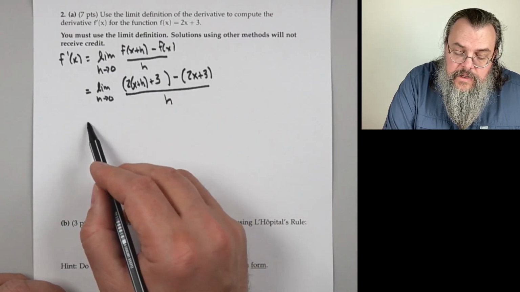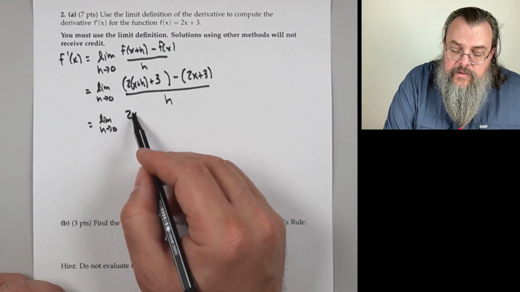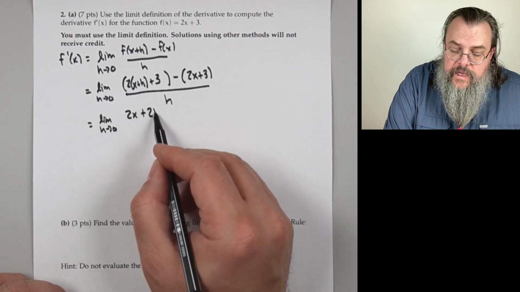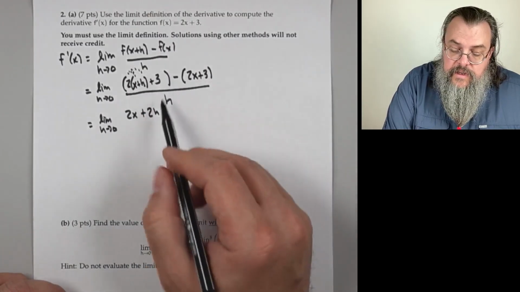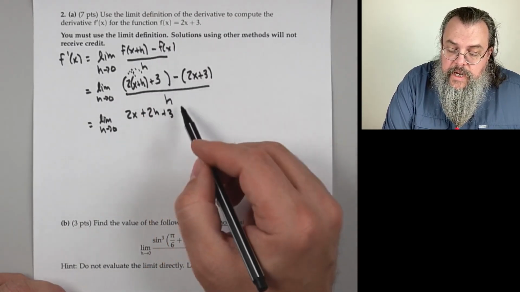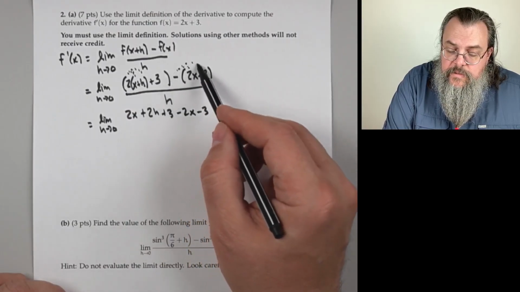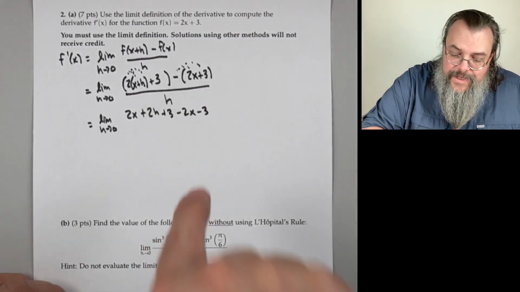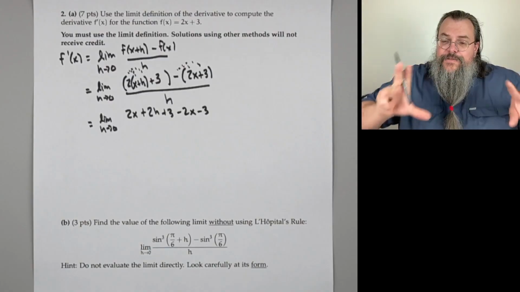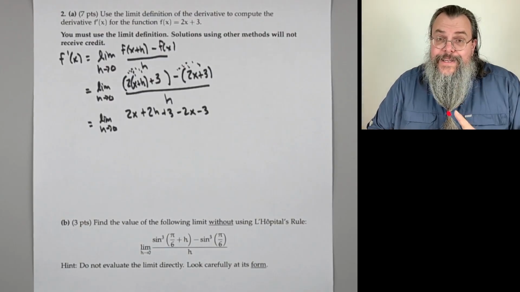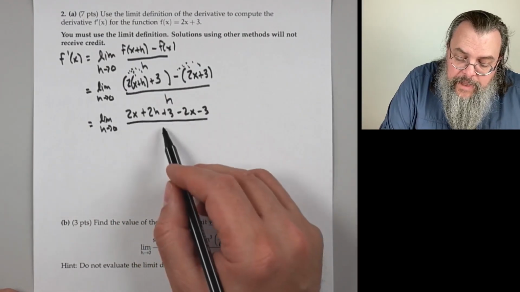Why? Well, if you expand upstairs, you're going to get 2x plus 2h, because the 2 distributes. That's why we want to make sure we have those parentheses. Plus 3 minus 2x minus 3, because the minus distributes as well. So that's why you want to make sure you get the parentheses in to get all those constants distributing correctly. And if you forget them, well, things can go badly.